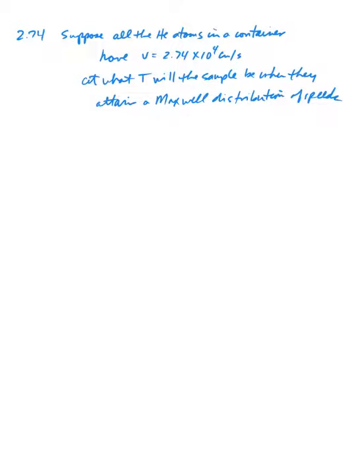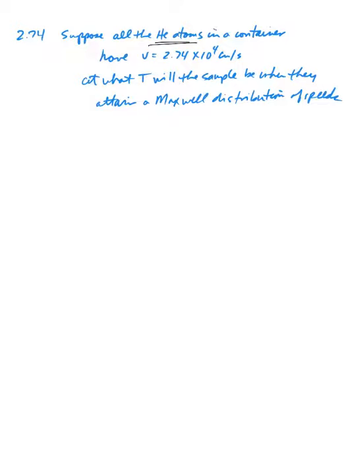2.74 looks at a bit of a thought problem where we're going to have to look at two different conditions and set them equal to each other. This is a kind of a made-up case. There's no way you could get a sample of gas to all have exactly the same velocity.